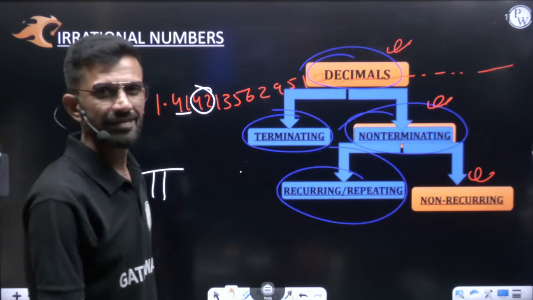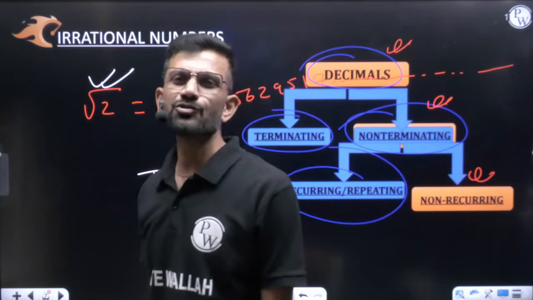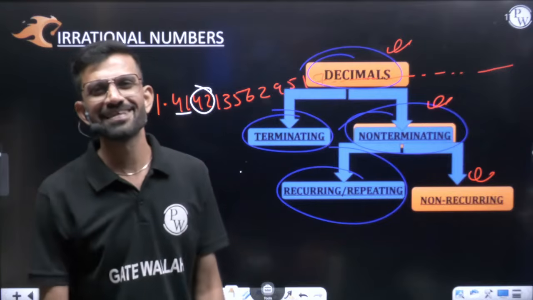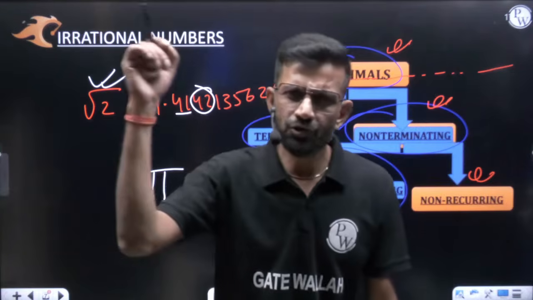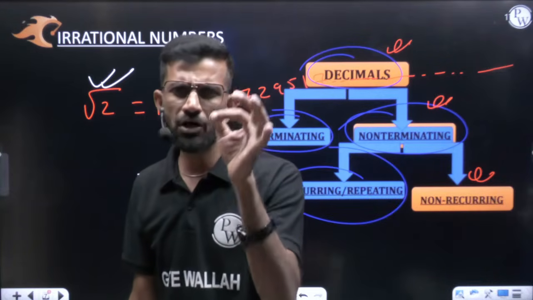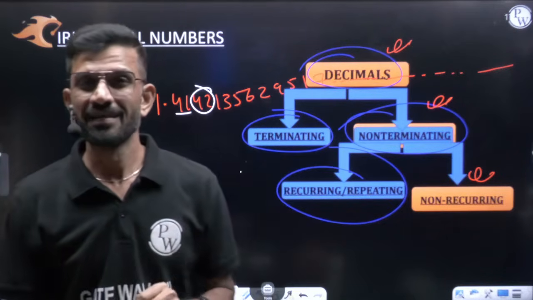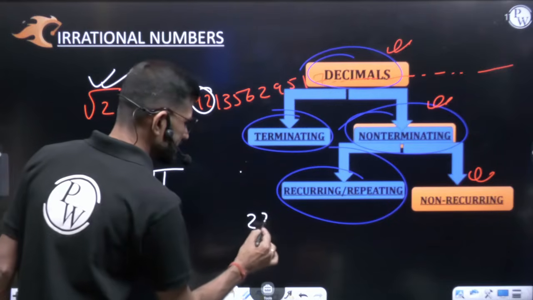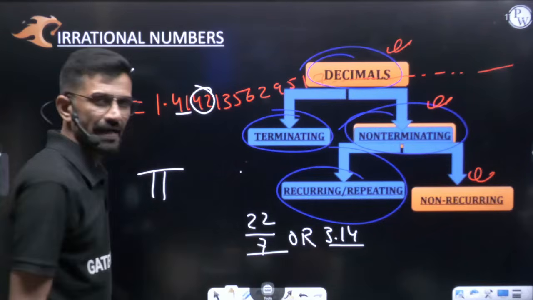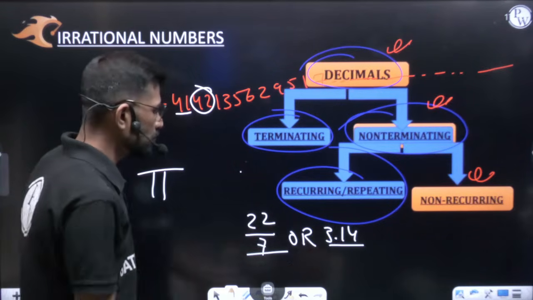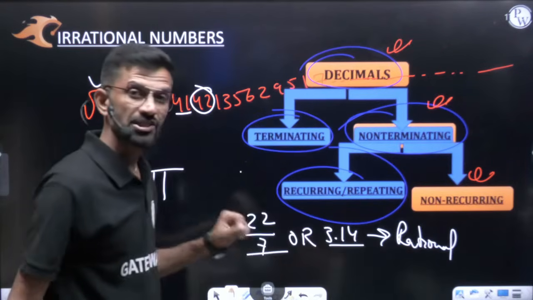Now coming to pi. Tell me, is pi rational or irrational? So many people will say, sir, pi can be written as 22 by 7, P by Q form. Some people say 22 by 7 is non-terminating, non-repeating. You divide 22 by 7, no doubt it is non-terminating, but it is repeating. So let me tell you, 22 by 7 or else 3.14, the value of pi what we are taking, both these values are actually rational numbers.